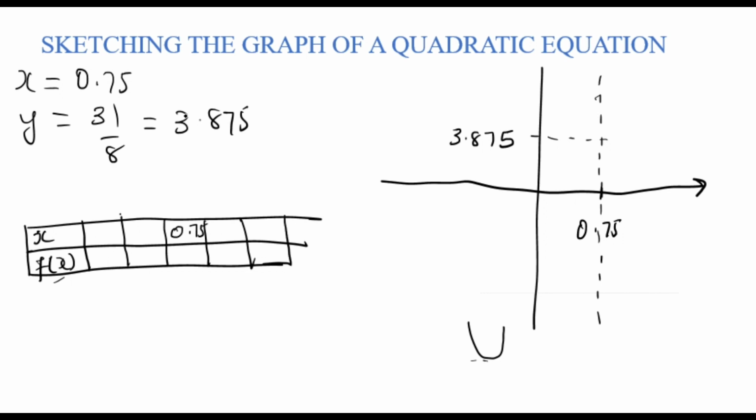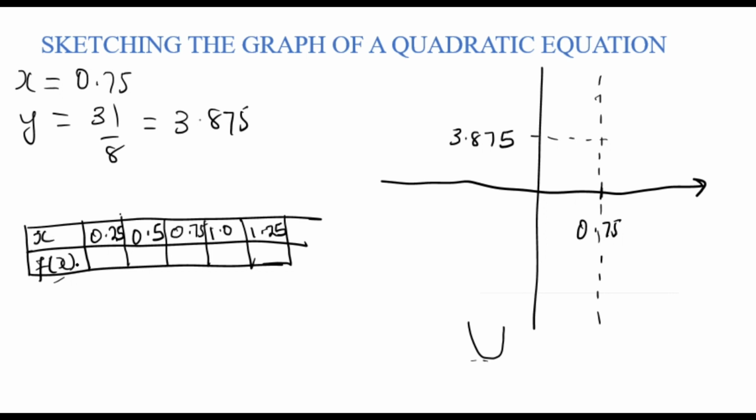So I've decided to use an interval of 0.25. So 0.25 to the left will be 0.5. Then another 0.25 will be 0.25. 0.25 to the right will be 1.0. And another 0.25 will be 1.25. So now we have x.